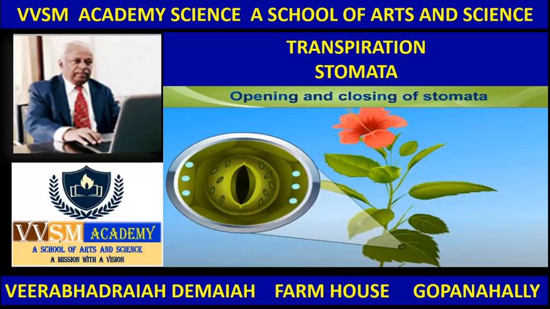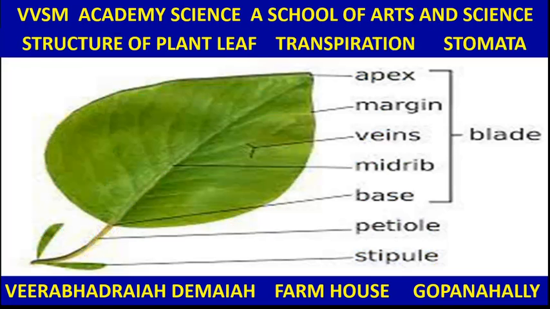Leaf anatomy is an important branch of botany study where we come across the function of the leaf. As far as the structure of the leaf is concerned, the tip of the leaf is the apex, the boundary is the margin, and the midrib with veins and midrib base. The whole thing is called the blade of the leaf. Next, coming to the petiole and stipule.